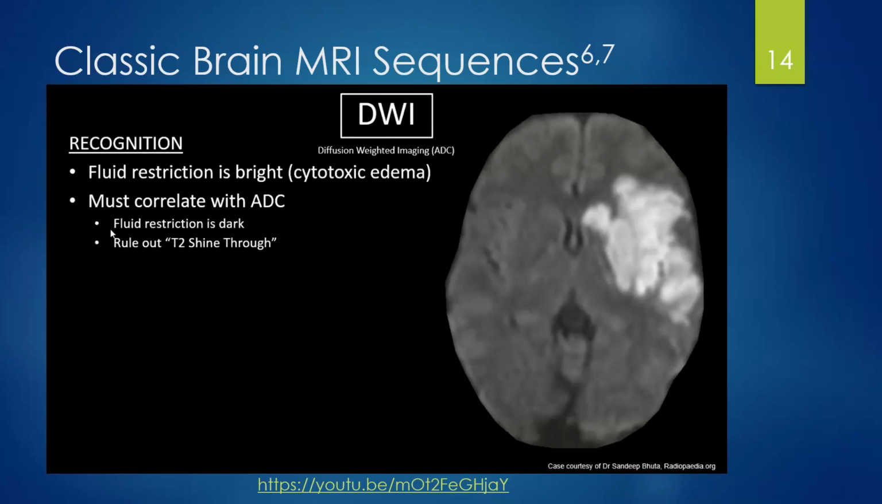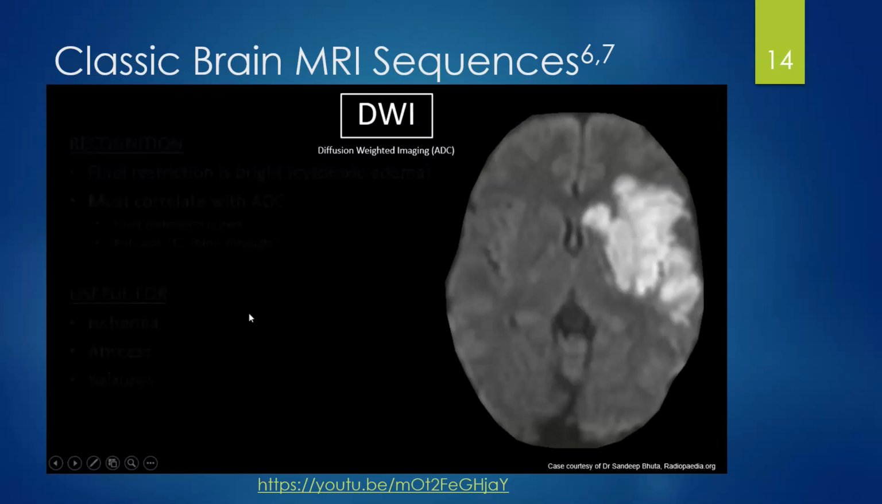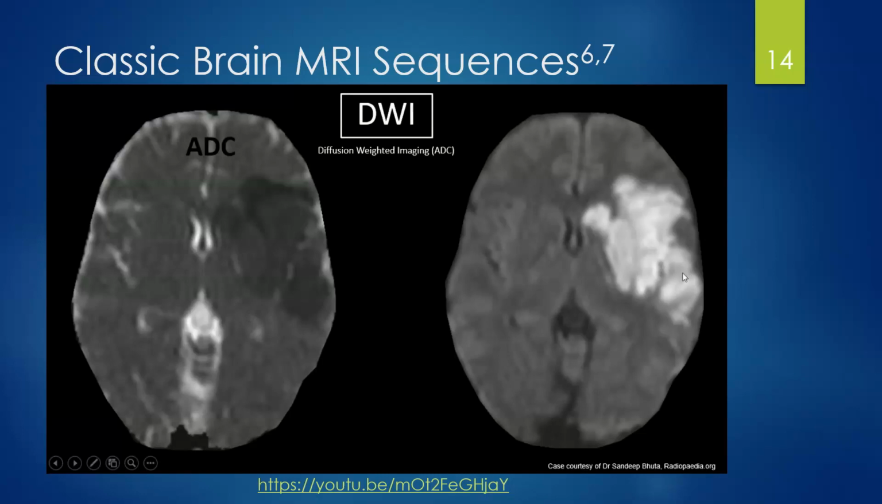So on ADC, fluid restriction will be dark. And again, we're using this to rule out T2 shine through. So it's useful for ischemia, abscesses, and seizures. And let's compare to our ADC. So bright on DWI, dark on ADC.